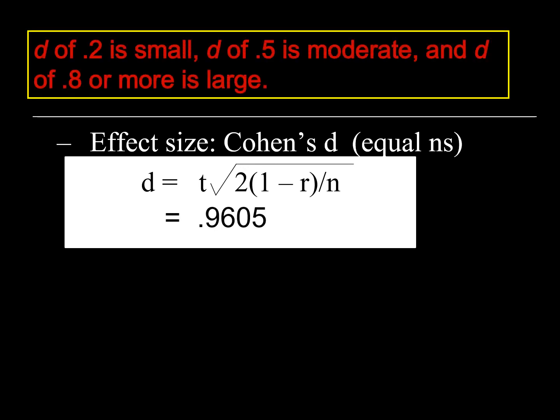And again, a Cohen's d of 0.2 or smaller is small, a d of 0.5 is moderate, and a d of 0.8 is large. Therefore, our d of 0.9605 is a large effect size. And just as a reminder, Cohen's d can easily go over 1.0, unlike R squared.